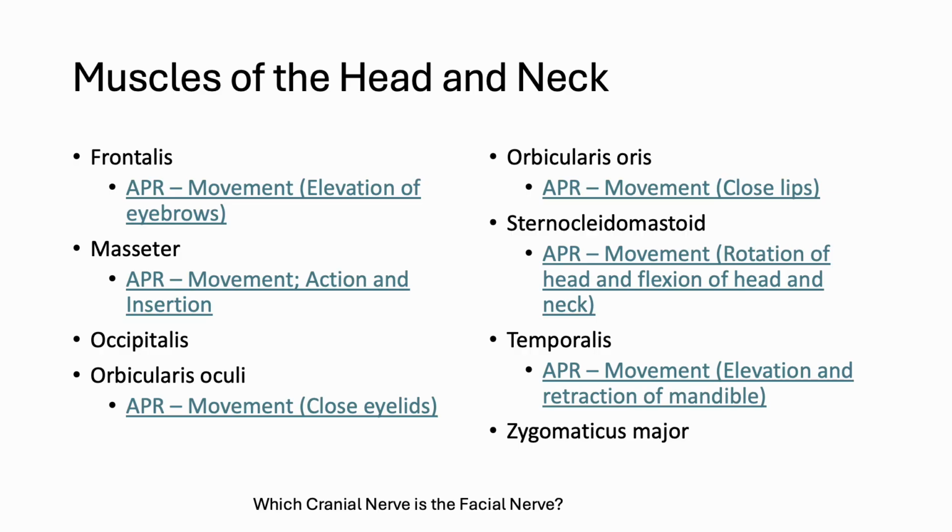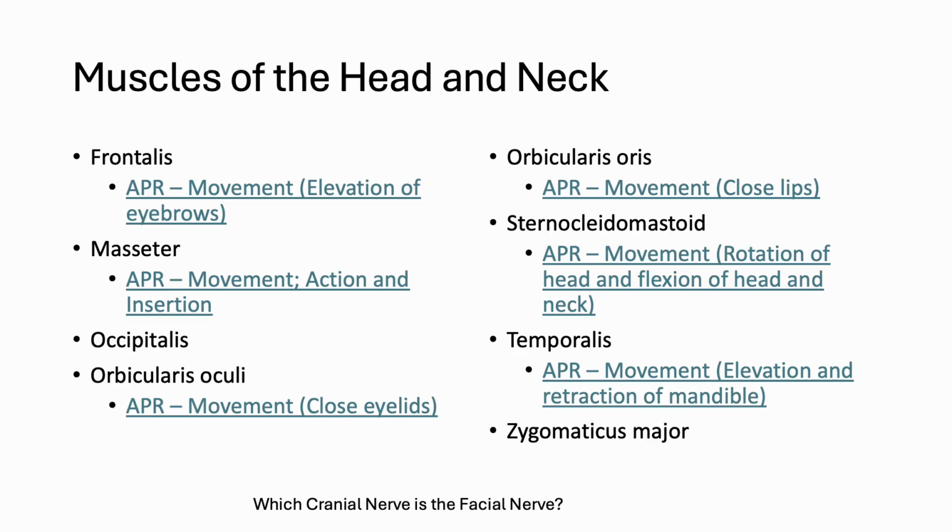Now we have a mouthful in this muscle, the sternocleidomastoid. So this one is named for three different locations. The sterno part means that it has an attachment point to the sternum. And then the cleido, that's the clavicle, and the mastoid, that's the mastoid process. So we'll look at where that particular muscle is on the muscle person.